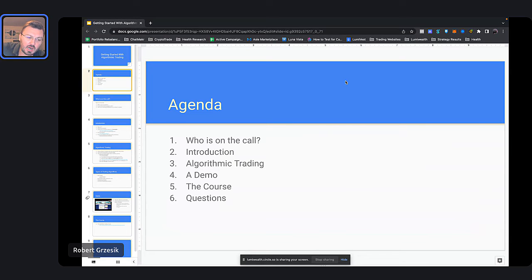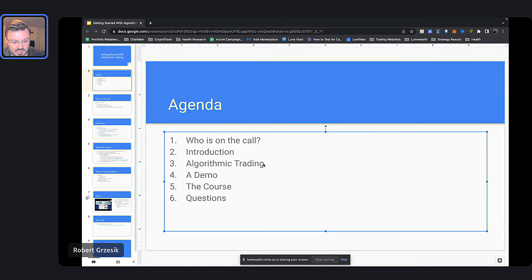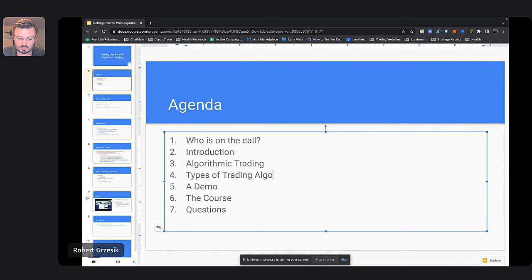Then we'll talk about algorithmic trading, why we want to do this, and some examples of this. There's another thing that I recently added in. We do these free classes every once in a while. So there's types of trading algorithms. We're going to talk about that today too. That's a new thing that we haven't talked about in the past, but I think would be pretty useful because a lot of people ask about this sort of thing. So, to give you a good lay of the land.